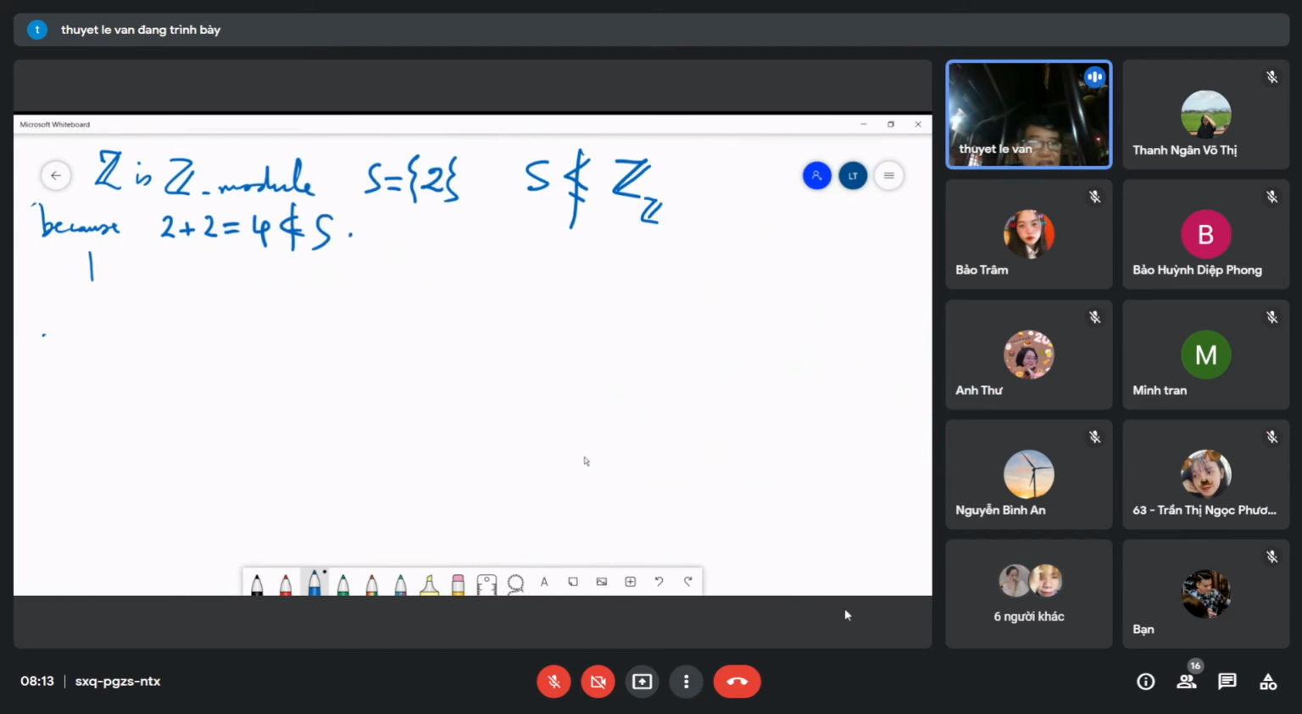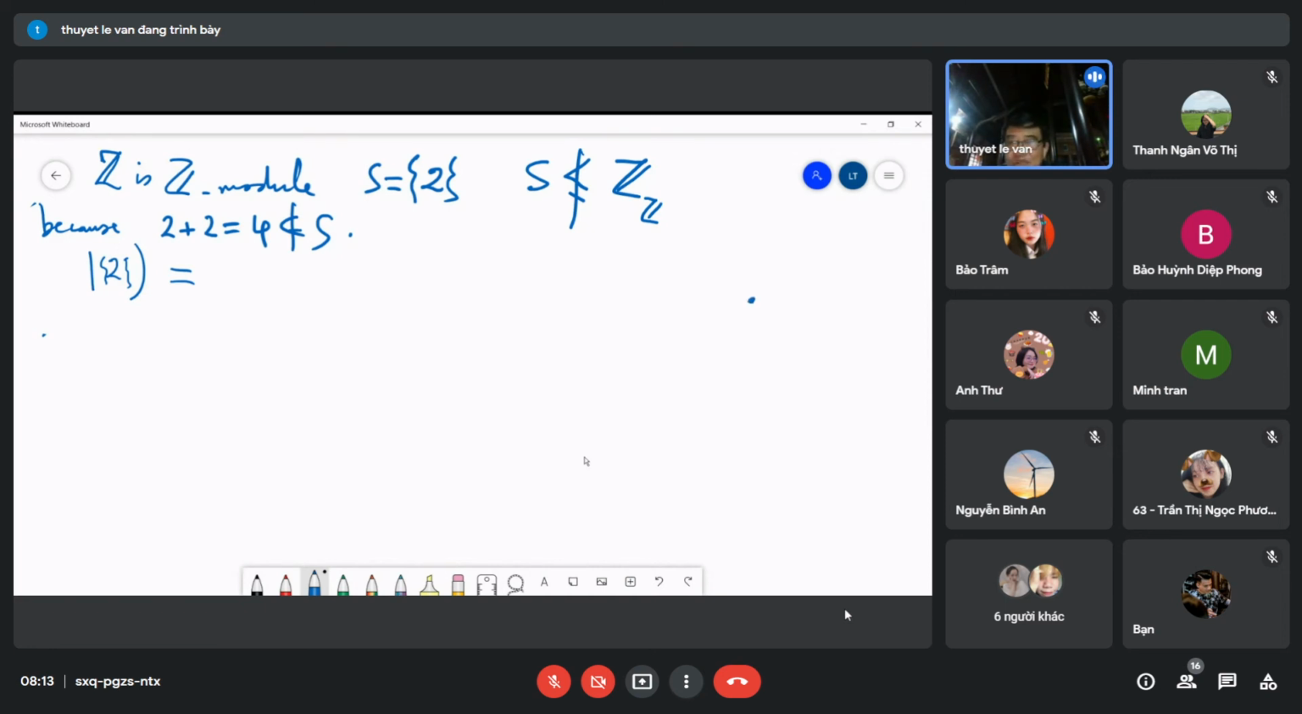So what is the 2? We can see here 2 and 2 is 4, 4 plus 2 is 6, 6 plus 2 is 8, 8 plus 2 is 10, and so on. These should belong to the extension.